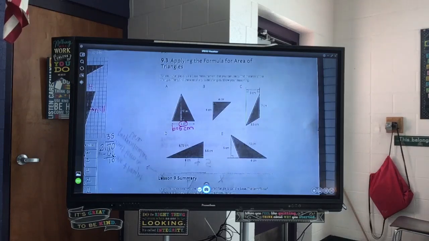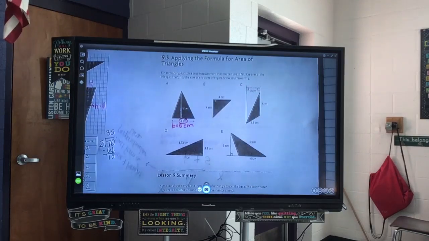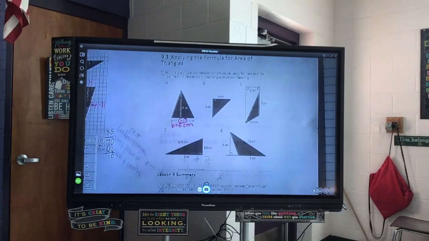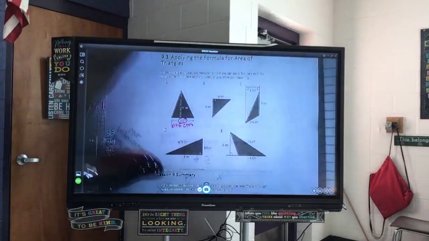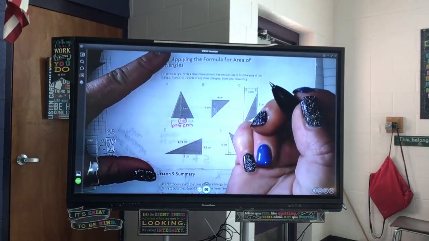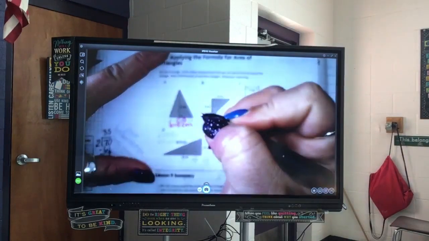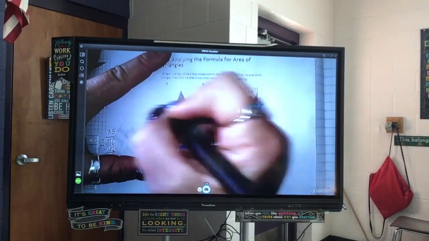Alright, so let's bring it back together. Let's go over these. So A, obviously we did together by identifying the base. How many of you found the area for triangle A? Alright, so what did you do, Kylie? I did the base times the height.